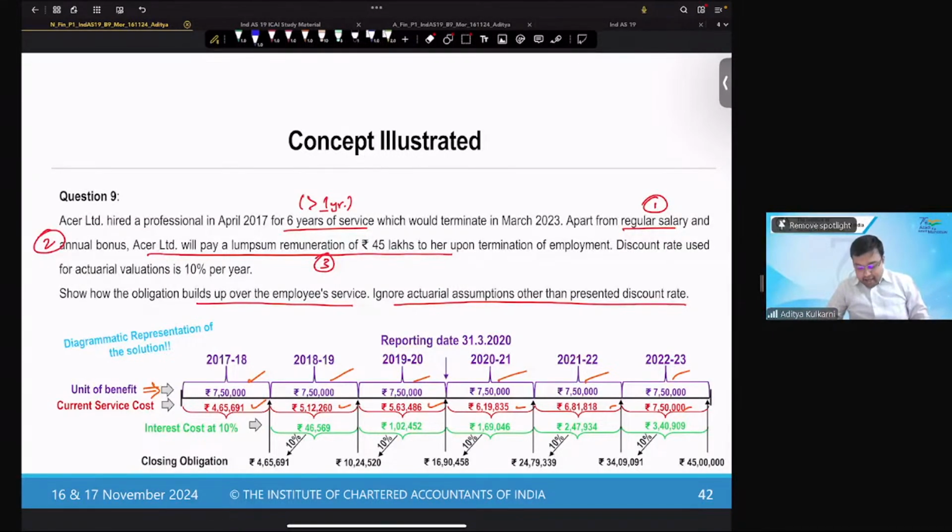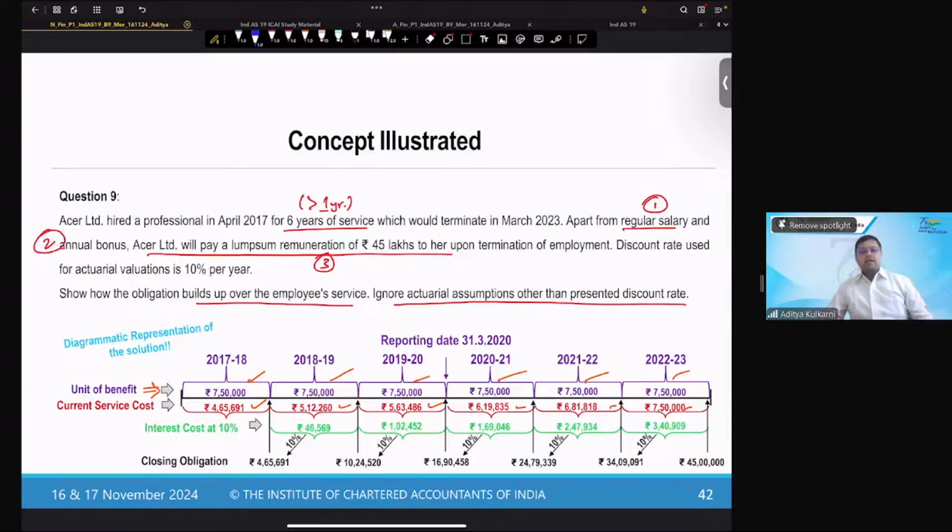My employee has worked in the current year, and that work she has given me is entitling her to 1 unit of benefit. That 1 unit of benefit is 7,50,000 in future value terms. In current value terms, it is 4,65,000 for the first year. That is why I call it the current service cost. Did you understand? Yes.